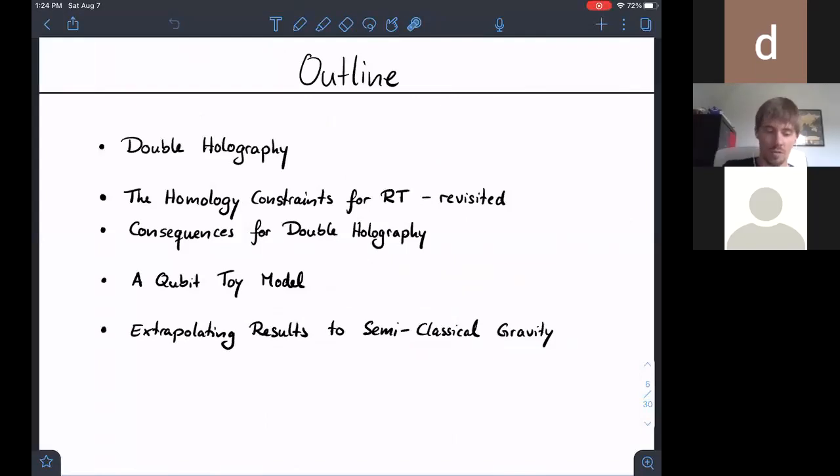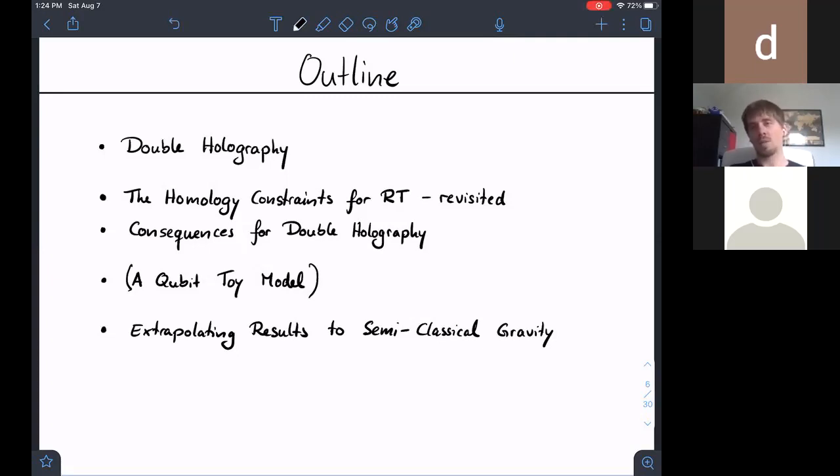Okay, so in terms of the outline, I'll start by reviewing double holography a bit. And then I will talk about how to compute entanglement entropies in double holography, and point out that there's a subtlety regarding the homology constraint one has to use for RT surfaces. And the subtlety has a bunch of interesting consequences for double holography, which I will discuss in the meantime. Then there's a qubit tunnel. Unfortunately, I won't have enough time to talk about this. So if somebody has questions after the talk, I'm happy to say a few words about this, but for now I will skip this part of the talk.